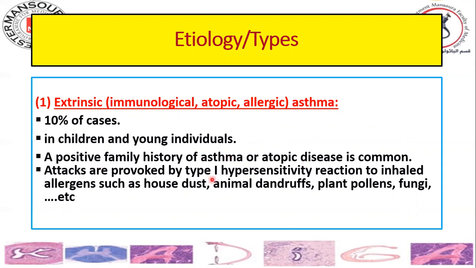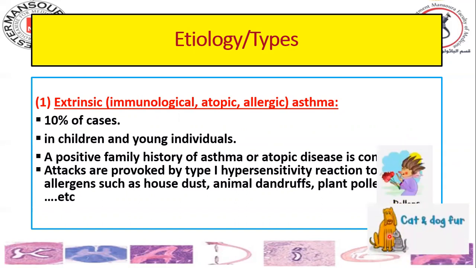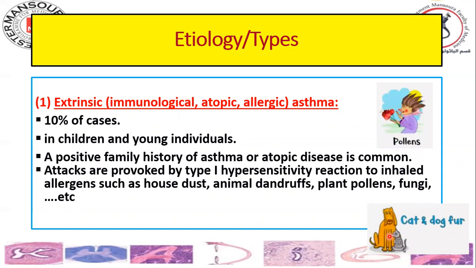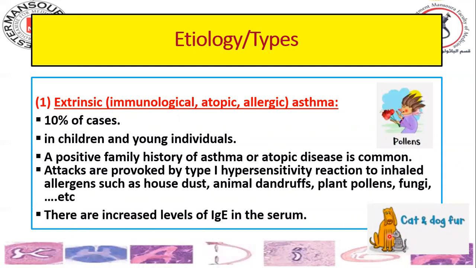The attack is caused by a type 1 hypersensitivity reaction in response to inhaled allergens, such as house animal dandruff, plant pollen, and fungi, among others. In this type of asthma, serum IgE level is increased.